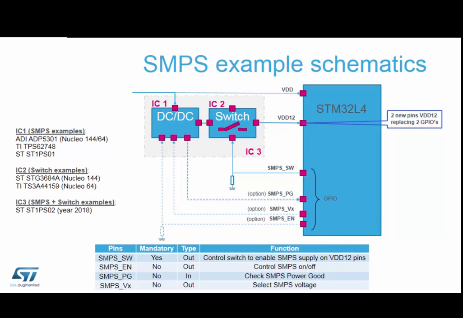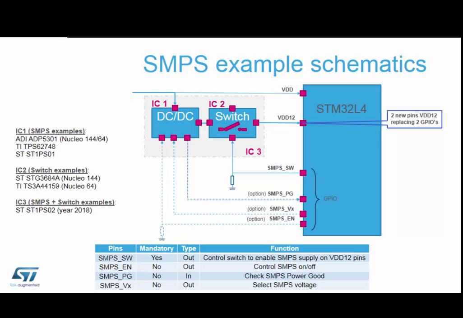So now let's take a look at how the block diagram can look in terms of implementation of SMPS. We know already that there is an L4 which supports SMPS. So the new solution is VDD12 pins. And also there is circuitry which monitors the voltage on these pins. We know also some information about the SMPS. It consists of a DC-DC converter and also a switch.